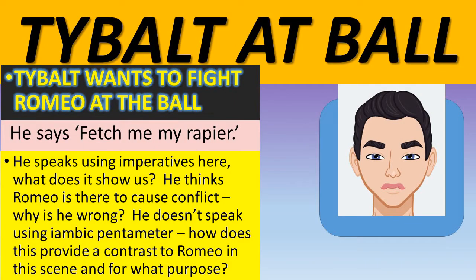Okay, now we're going to think about Tybalt at the ball. So at the ball, Tybalt wants to fight Romeo, driven by hatred. He says, "Fetch me my rapier." And here's the analysis that you can use today.